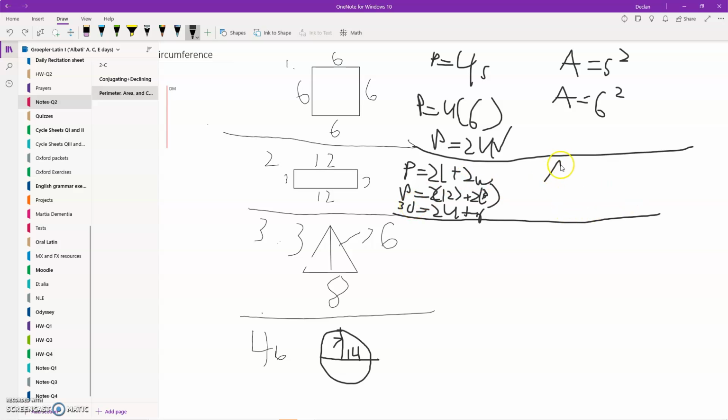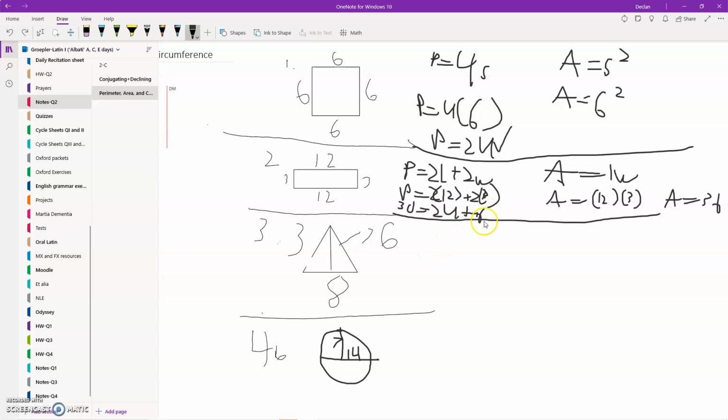And the area formula is just A equals LW, and the length is 12, so it's just 12 times 3, so A equals 36. Okay. Did I do something wrong here? Oh, no, I didn't. Okay.